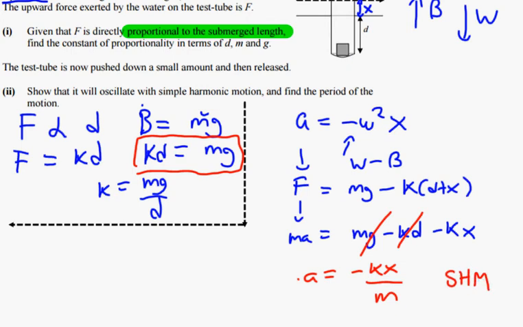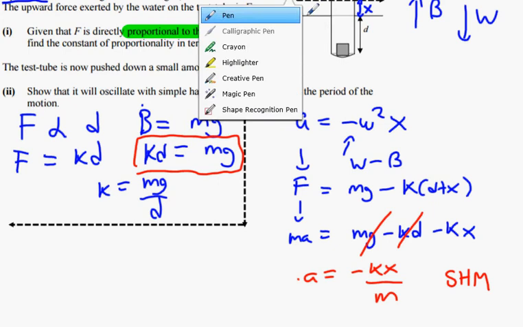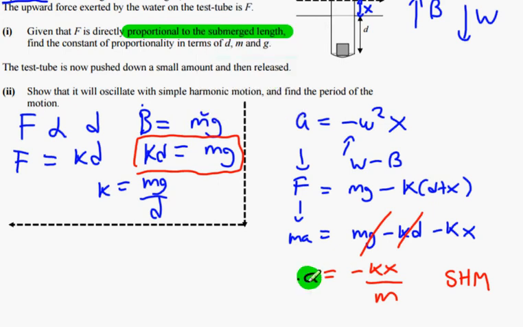Why is it simple harmonic motion? Can anybody tell me? Acceleration and displacement are opposite in sign. Acceleration is negative compared to displacement. It's the two green dots that are the important part. Okay. Now that we've done that, what do we do next? Done. Show that it oscillates with simple harmonic motion. Done. Find the periodic time.